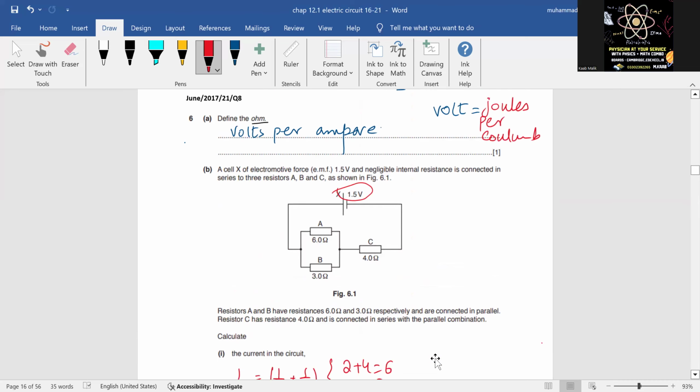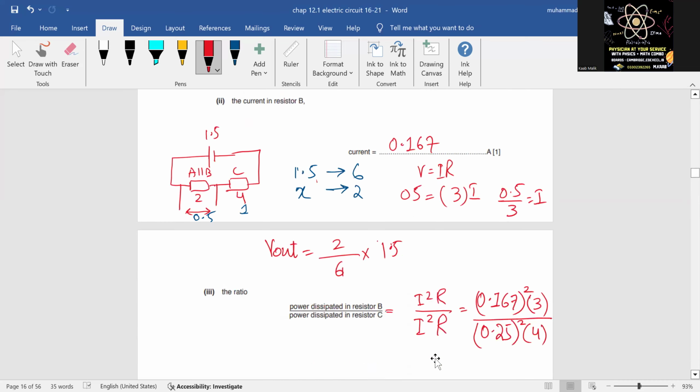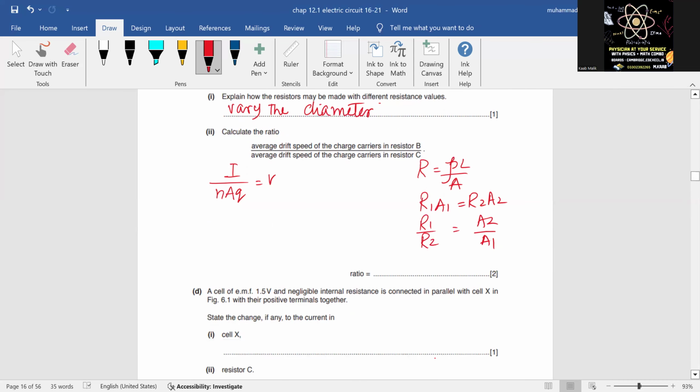Okay, so B has a resistance of 3, C has a resistance of 4. So 3 and 4, right? This should be A of B and A of C, right? So I'm getting 0.75 as the ratio of their cross-sectional areas, right? Now, since N and Q are the same, you don't need to write it further, right?